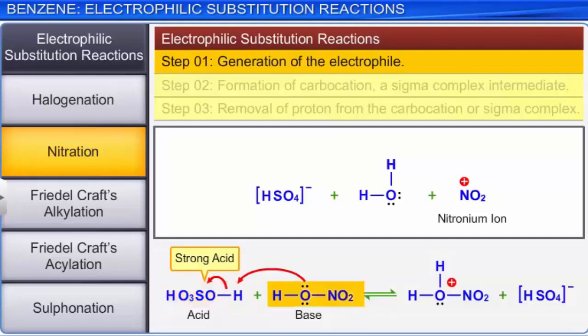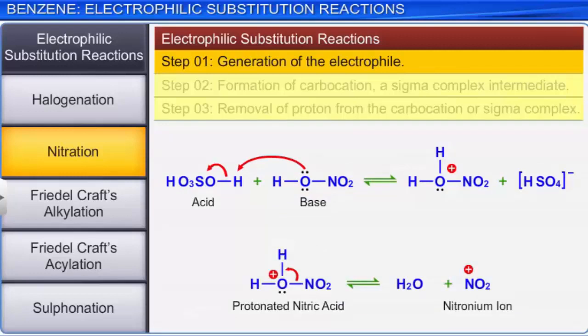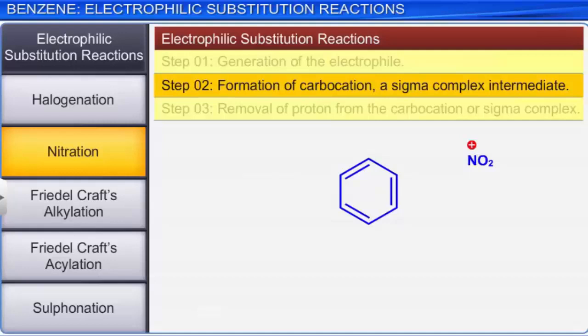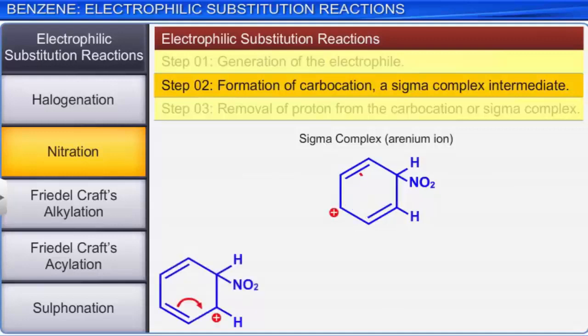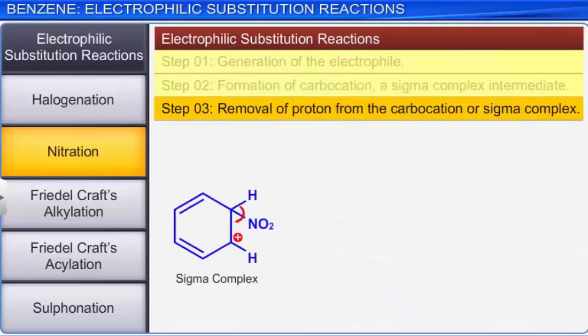In the second step, the nitronium ion attacks the pi electron cloud of the benzene ring and forms the less stable intermediate called sigma complex or arenium ion. In the last step, the proton is removed from the intermediate sigma complex in the presence of the nucleophile HSO4- ion. This results in the formation of nitrobenzene.